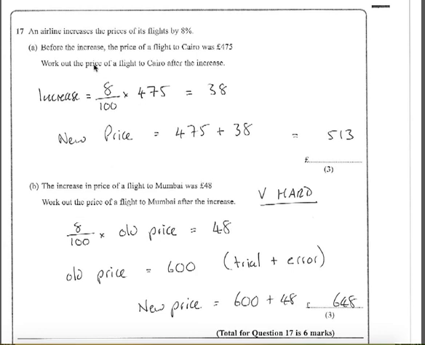This was well done, particularly the fact that a few people read the question carefully and gave the correct answer rather than just giving the increase. The increase is 8%, so 8% of 475 is £38. So the increase was £38. But the question has asked for the new price. So the new price is the £475 that it used to be plus the 38 that it's been increased by, 513.